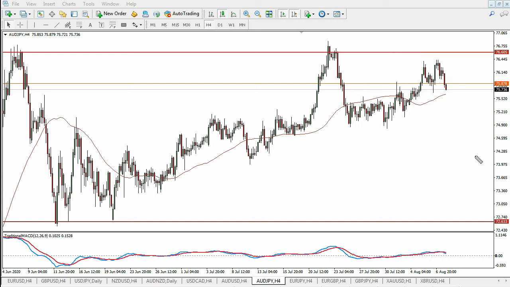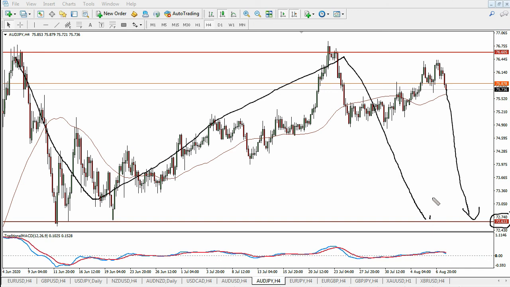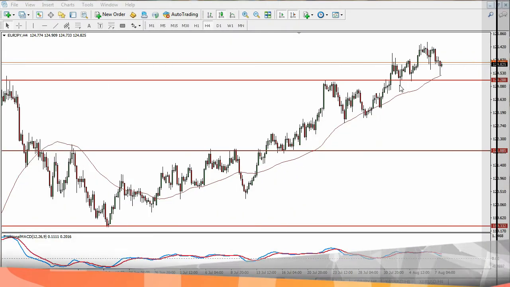So the next move of Aussie yen is still a downside move, and this is my target. So this is also my target, and price may create a beautiful ABC move before going further upward. So all my view about the Aussie yen is still a downside move.